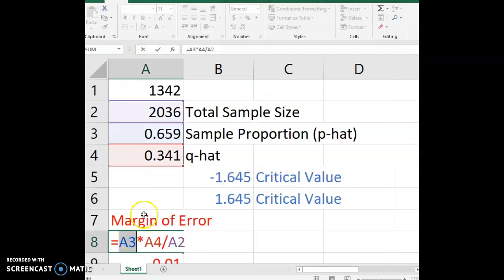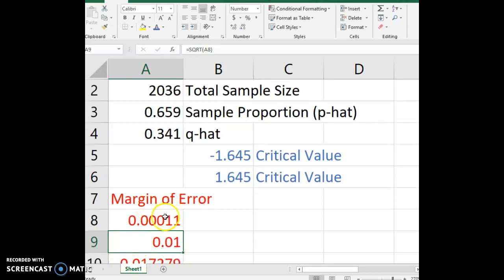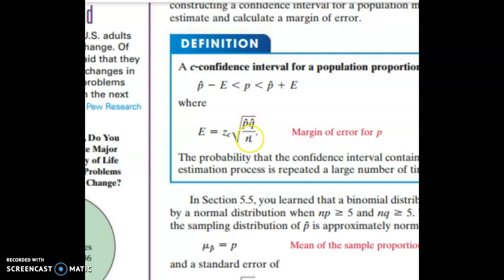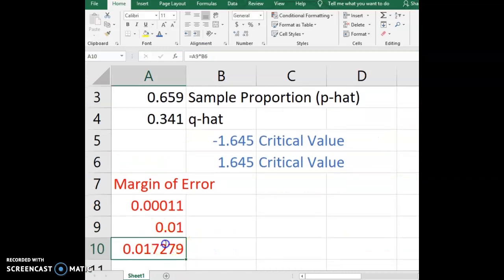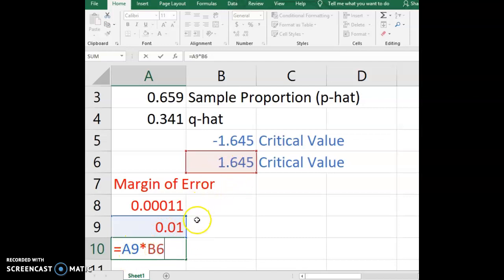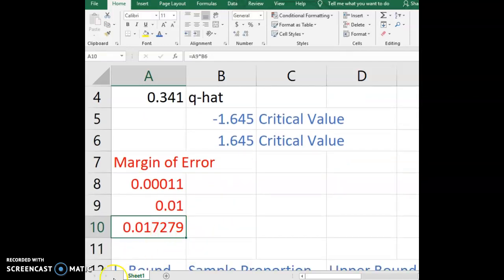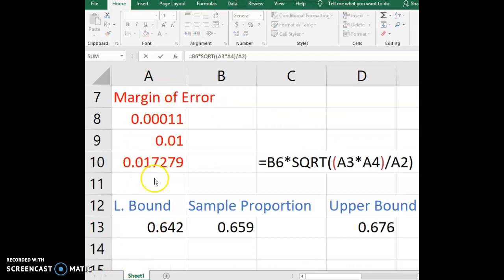The first thing I'm going to do here is our P hat times our Q hat divided by the sample size. After you get that result, you need to take the square root of that result. So P hat times Q hat divided by the sample size, the square root of the result, and then whatever that square root's equal to, multiply it by the critical value. So the square root is that, and multiply that answer by the critical value, and you get your margin of error. Now you don't have to break it up into steps like I did. I just think it's easier and you're less likely to make a mistake.